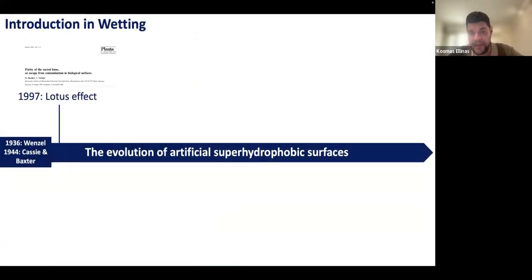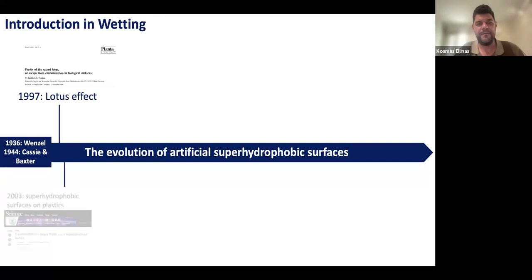Of course, this field is not a new one. From 1950, let's say, Wenzel first in 1936 and Cassie and Baxter in 1944 established the models about wetting on rough surfaces. Since then, a lot of achievements have been made. For example, in 1997, it was the first observation that the lotus leaf has this topography that I showed you in the earlier slides. In 2003, the first superhydrophobic surfaces were made on plastics.